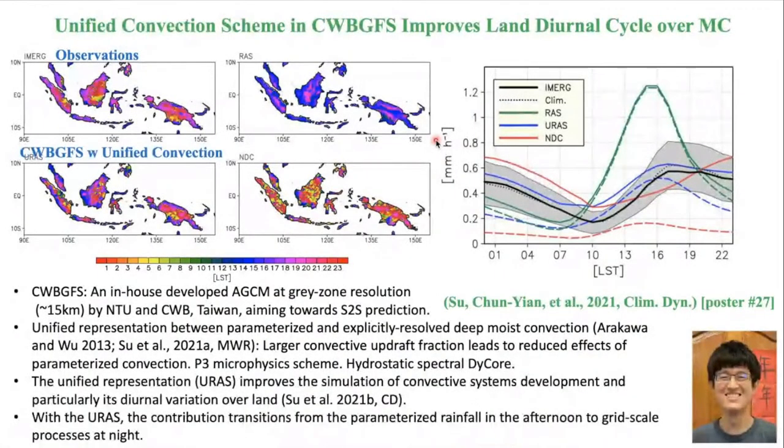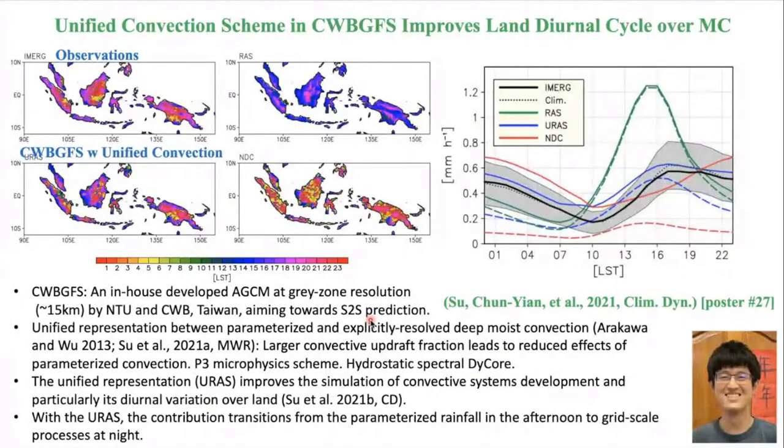So our PhD student Su Junye, advised by Professor Wu Jianming, has been implementing the unified convection parameterization and also the P3 microphysics into the Central Weather Bureau global forecast system. This is an in-house developed AGCM at gray zone resolution, about 15 kilometers. And we want to develop this model for sub-seasonal to seasonal prediction.